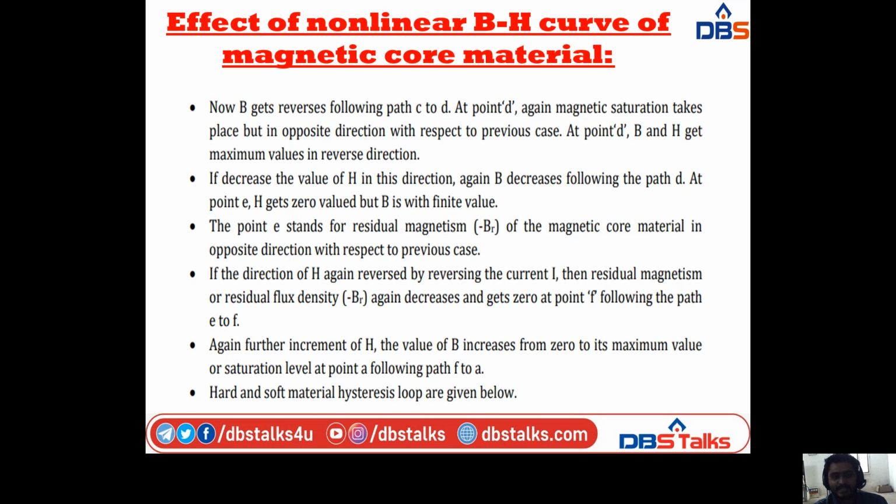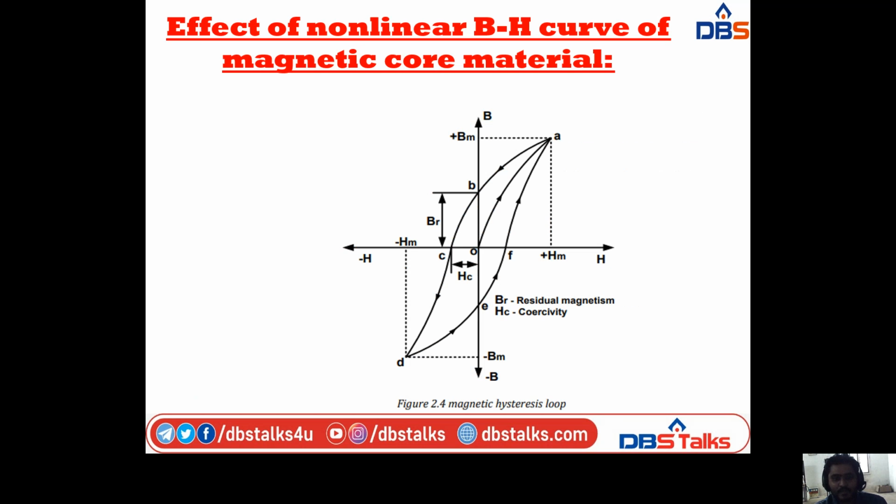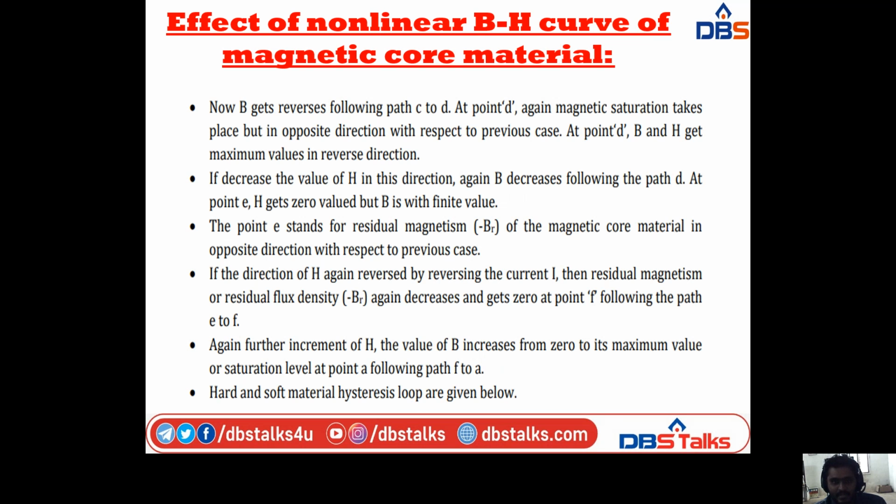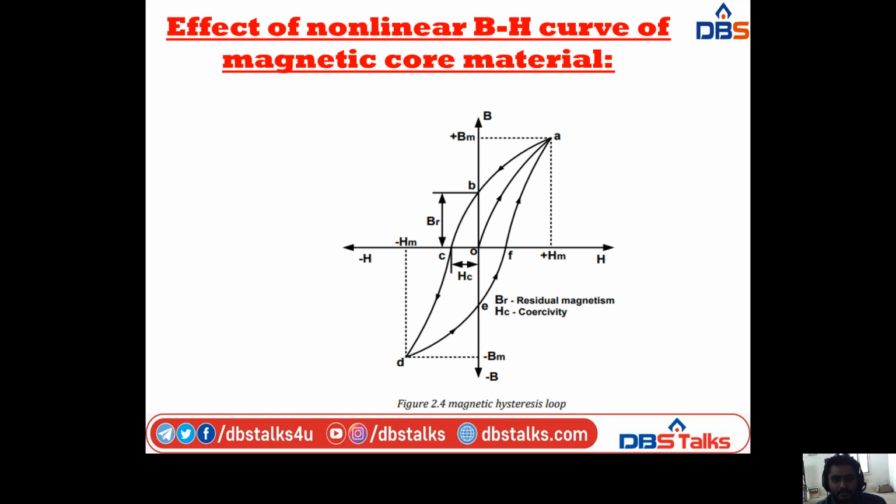Okay, that is minus B and minus H. So at point E, H gets 0 value, but B has a finite value. At this time, H is 0 but B is varying. The point E stands for residual magnetism, that is minus Br.